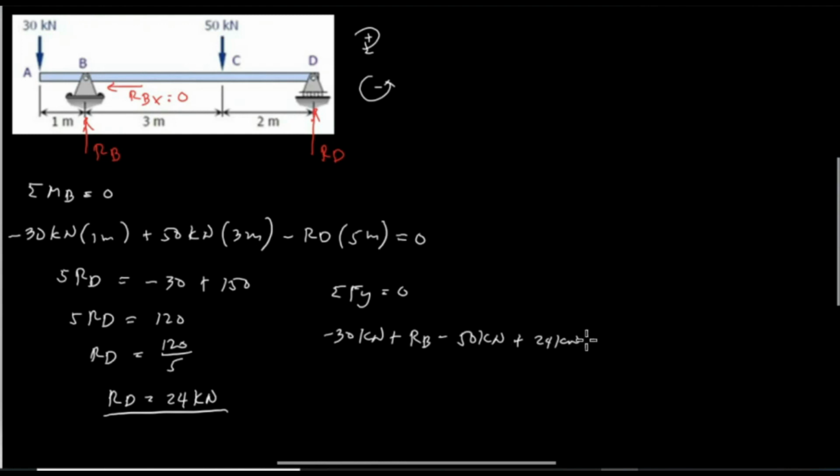So RB, and equate it to 0. So RB is equal to, change the sign of all constants, 30 plus 50 minus 24. 30 plus 50 is 80, minus 24 is 56 kilonewton. So therefore, the reaction at B is equal to 56 kilonewton. So RD is equal to 24 kilonewton and RB is equal to 56 kilonewton. So we put RB, which is 56 kilonewton, and RD, which is 24 kilonewton.